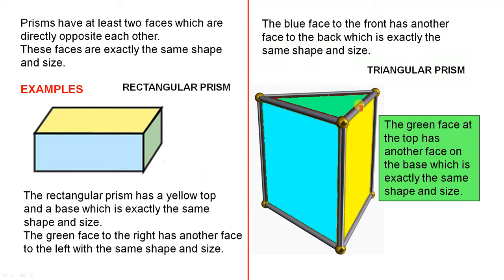Let's look at the triangular prism. The green face at the top has another face on the base which is exactly the same shape and size. See the common features between those two prisms there? They've got at least two sides which are the same shape and size. That's got two, that's got more than two, but the important thing is they have at least two.